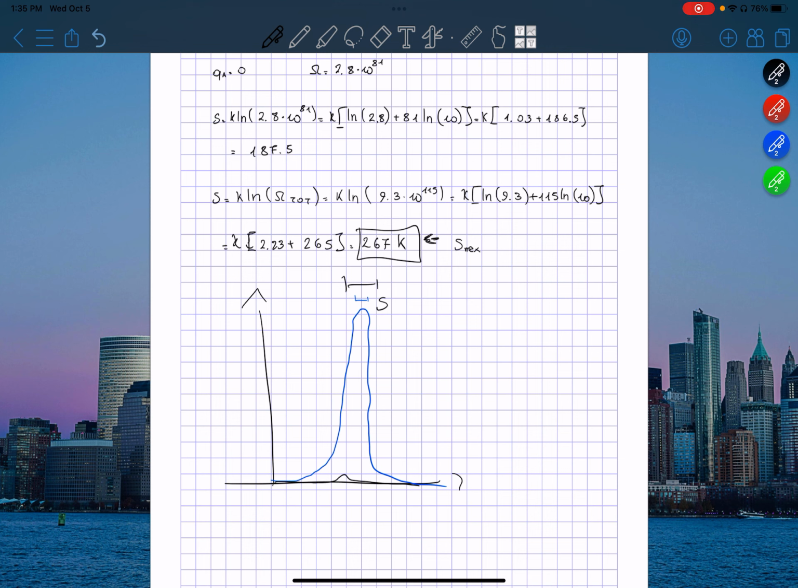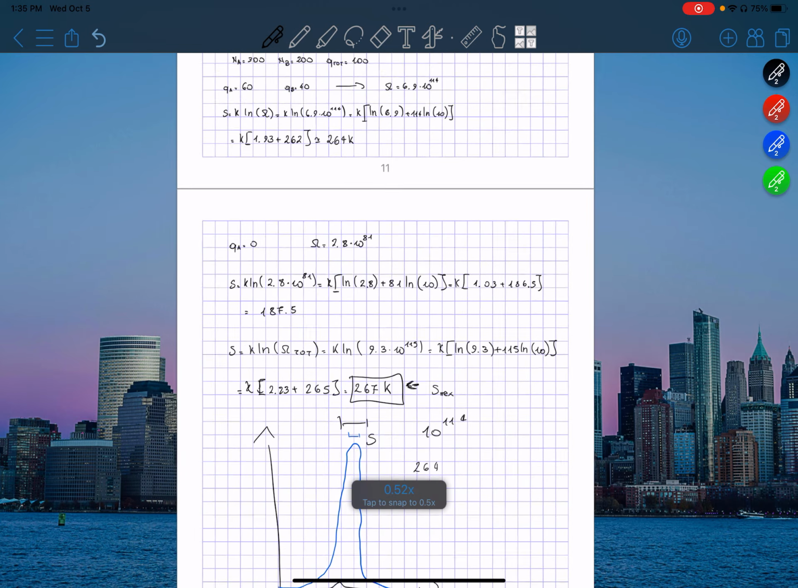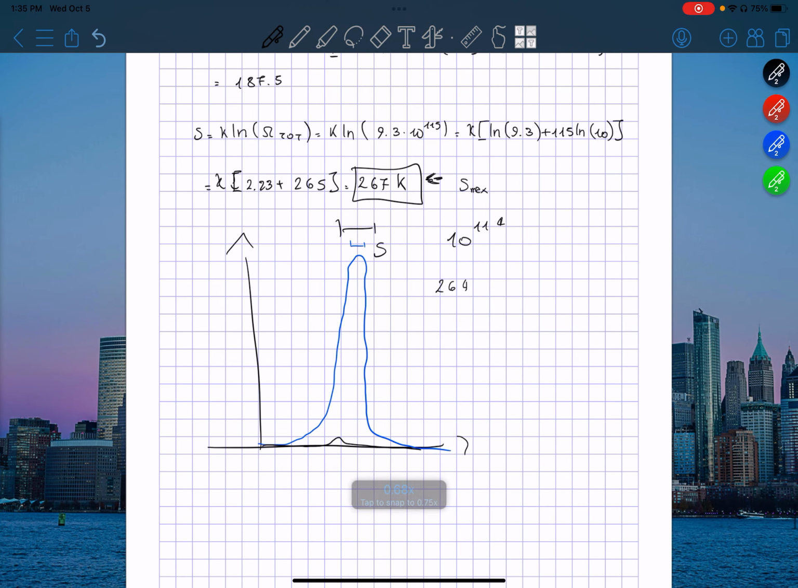Because again, instead of having something like 10 to the power of 114, we just have 264 for our maximum. So here it will be 10 to the power of 114, and here we have 264. Much easier to see and to use.